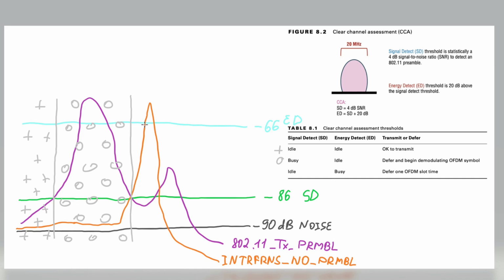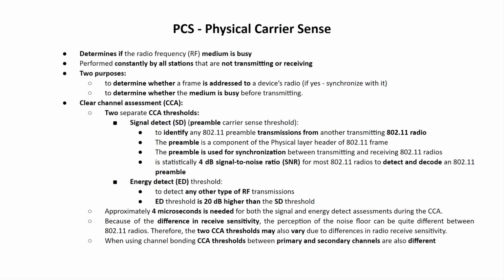Third line, signal detect idle and energy detect busy. Wi-Fi transmission does not exceed its threshold, the environment is free, but the interference burst exceeds the energy detect threshold and we again postpone our transmission. That's all about the PCS, Physical Carrier Sense. Let's move to the next one.